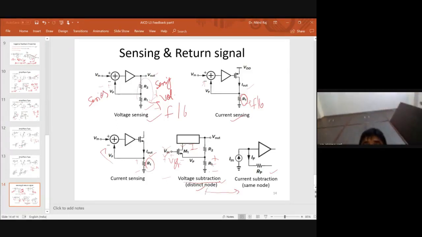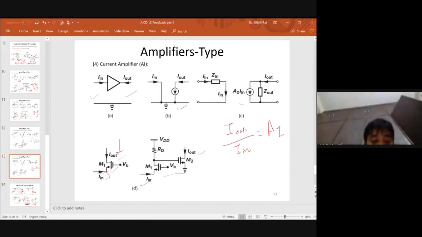The main conclusion from these two: if we need to do voltage subtraction, there should be two different, distinct nodes. And if I want to do current subtraction or current addition, the same node is required. It's just like your KCL. Just remember, for voltage subtraction, different nodes are necessary, and for current subtraction or addition, the same node is required.